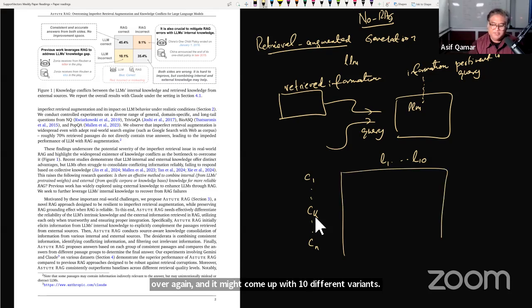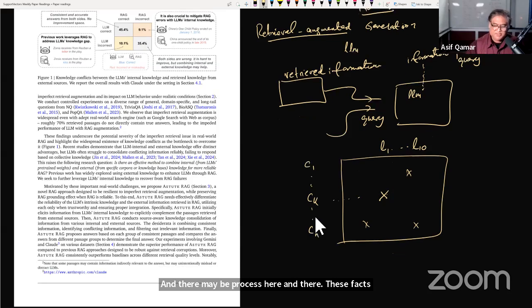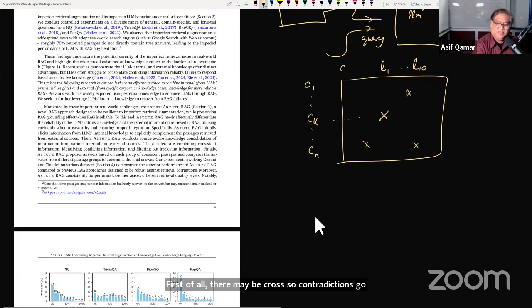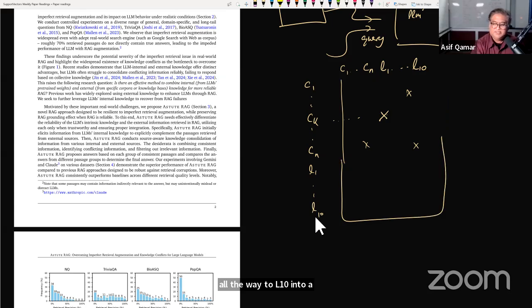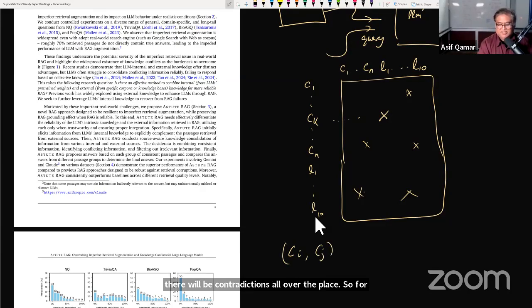Now you can have a contradiction table. Any one piece of information, for example CK, might contradict, and there may be crosses here and there. You could lay the C1 all the way to Cn and L1 all the way to L10 into a giant matrix. And then there will be contradictions all over the place. So for example, Ci and Cj, the retrieval results, may contradict.